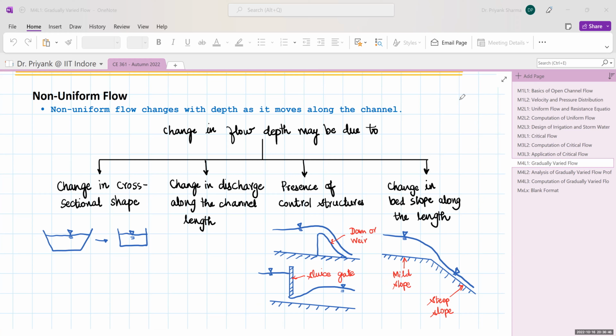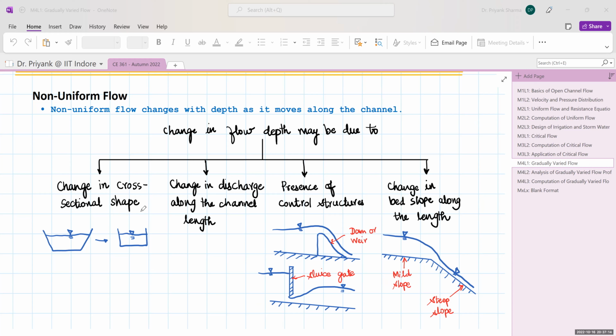Now, what can be the reasons for change in depth? The very first reason can be change in the cross-sectional shape. As we discussed previously, the canal is a rectangular or trapezoidal canal, and it has to cross a river or any other nala. So we have an aqueduct. For that the cross section is made rectangular. So that may induce non-uniformity of the flow.